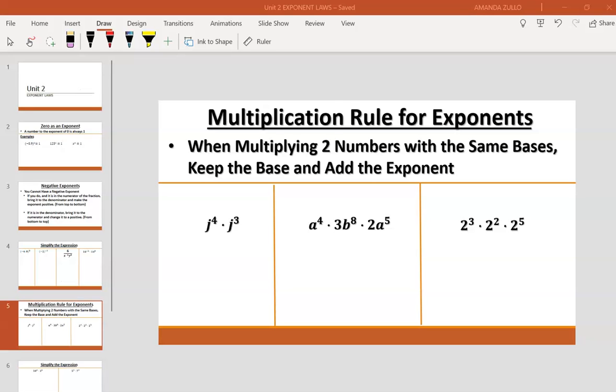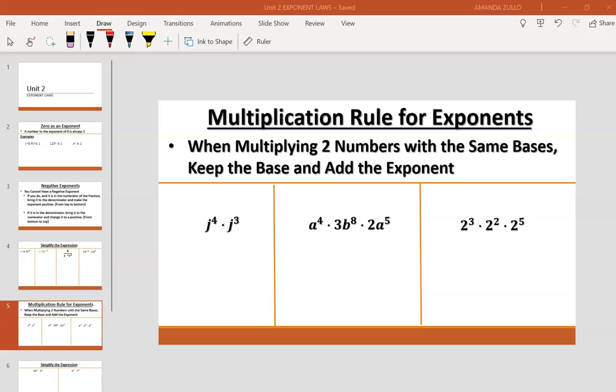Hey everyone, this is the continuation of exponent laws. We did negative exponents in the last video, so if you need a refresher, check out the laws of exponents tutorial part 1. This is part 2. We're going to start with the multiplication rule for exponents.